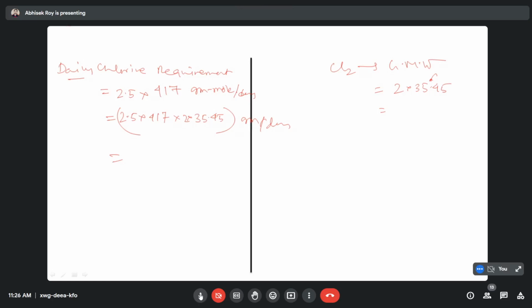Yes, 73,934, about 73,900. Okay, if this is the gram per day, then you can write in kg per day how much is required. That is 73.9 kg per day. Yeah, right. So this will be your daily chlorine requirement.